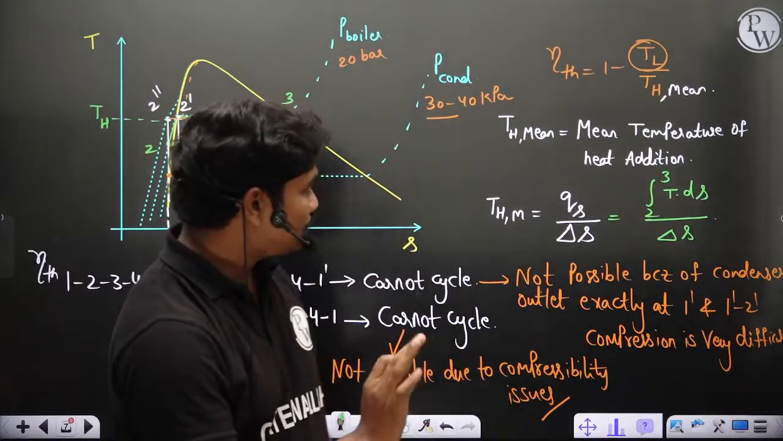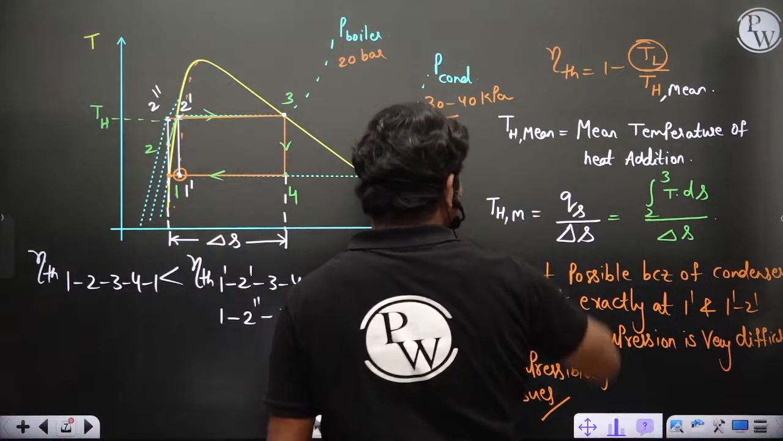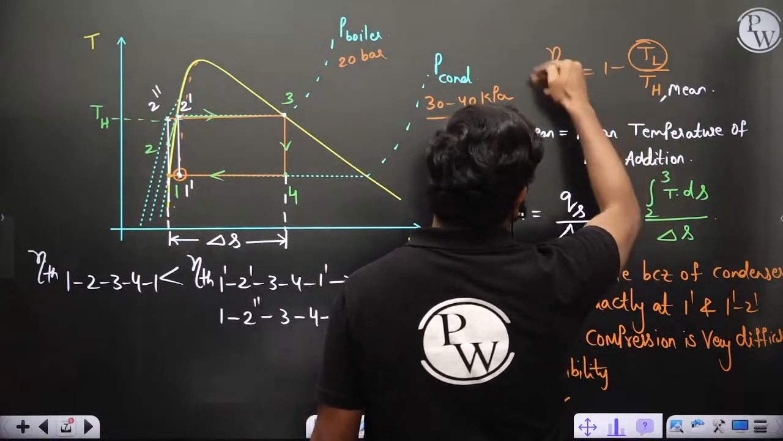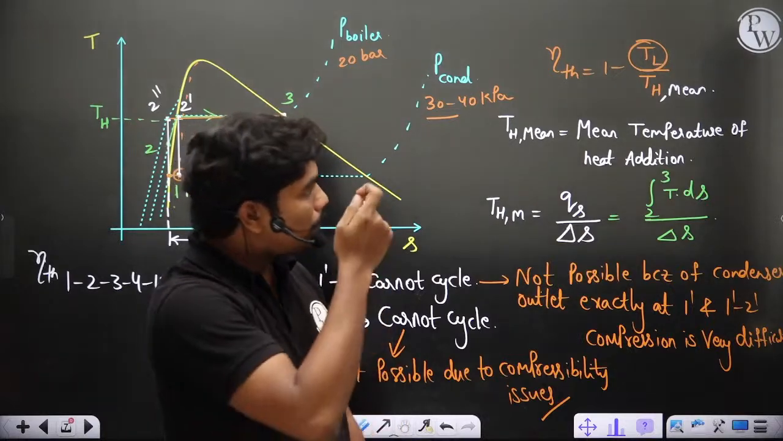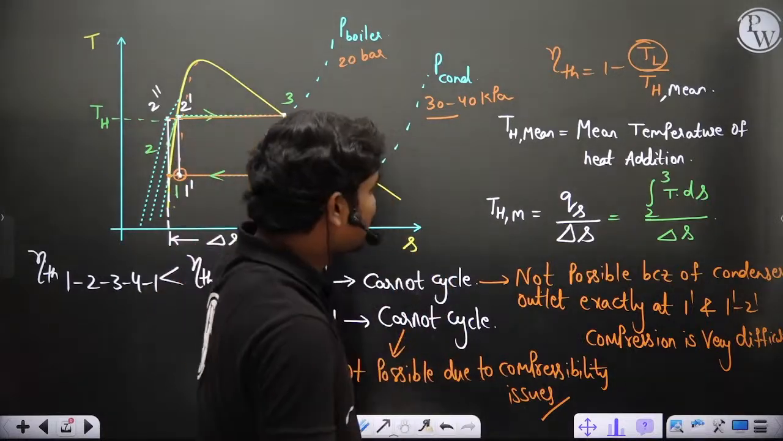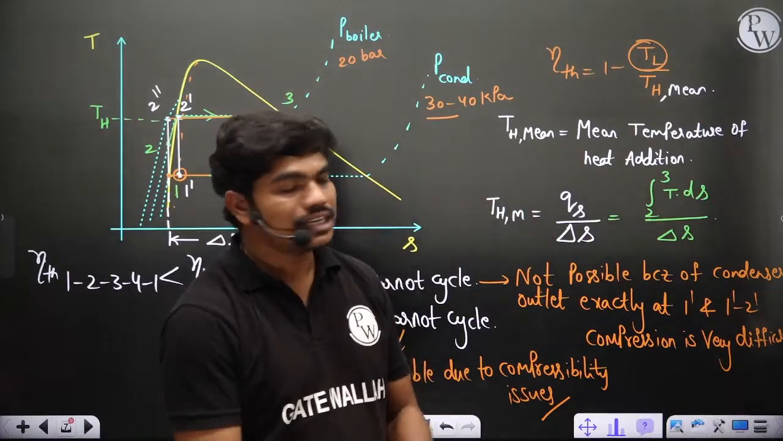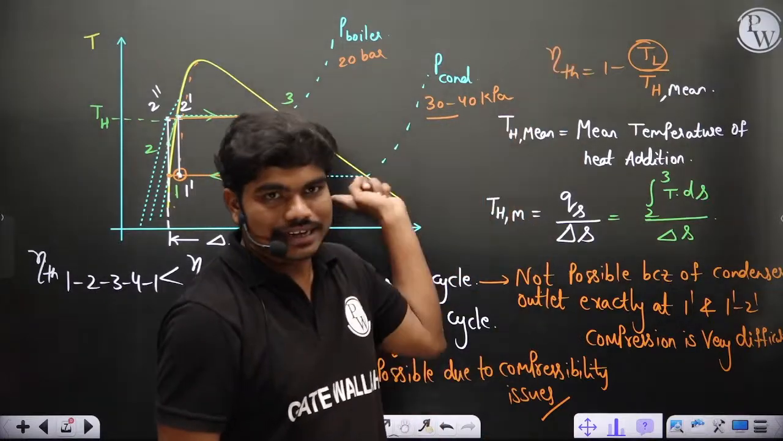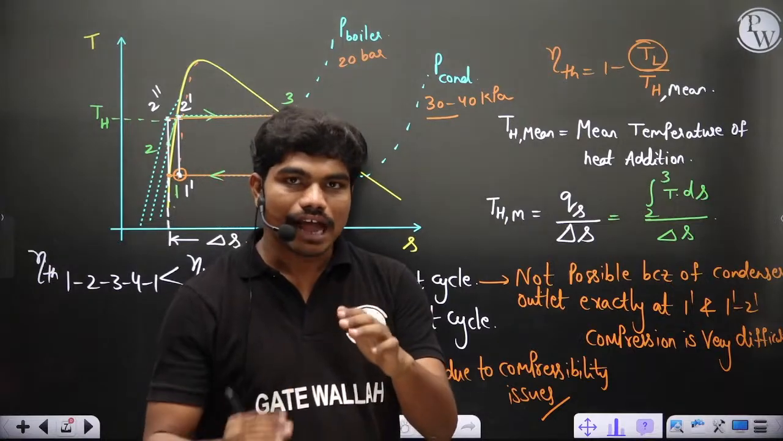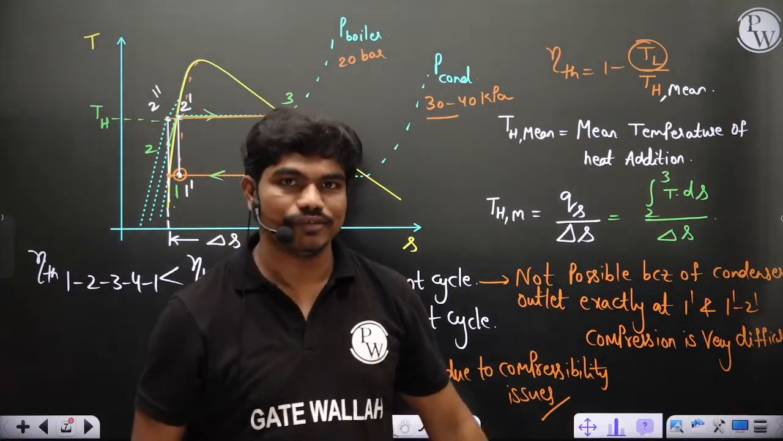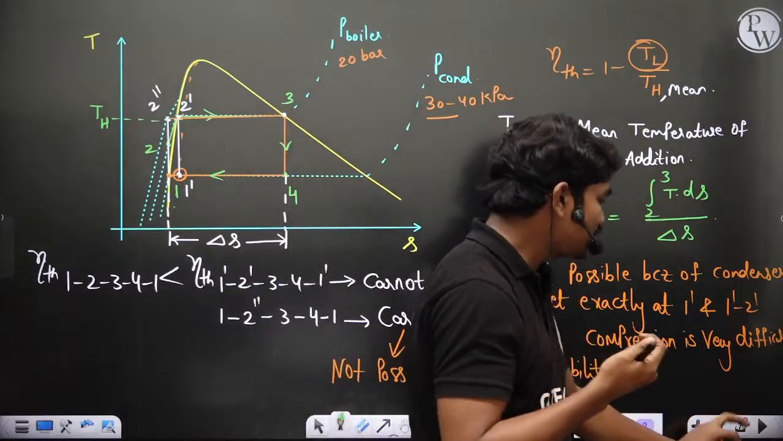Yes or no? Practically, suppose this heat addition would have been isothermal, at only TH, then the efficiency would have been the greatest because it's nothing but the Carnot efficiency. But because this heat addition process is at constant pressure, this TH mean is actually less than TH. So the thermal efficiency of this Rankine cycle is less than the maximum possible efficiency. So we have some scope for improvement of thermal efficiencies, correct? So what can we do to actually improve these thermal efficiencies?